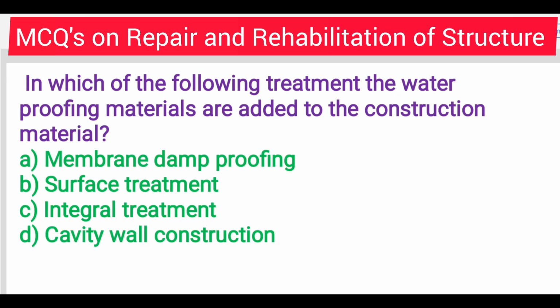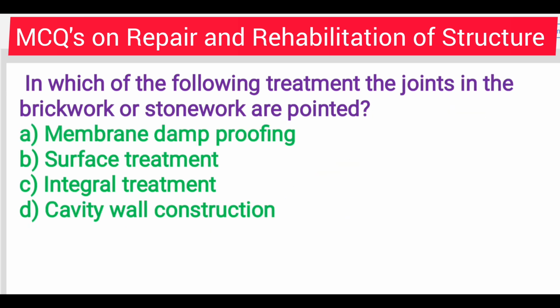Next question, in which of the following treatment the waterproofing material are added to the construction material? Option A, membrane damp proofing. Option B, surface treatment. Option C, integral treatment. Option D, cavity wall construction. So the correct answer is option C, integral treatment.